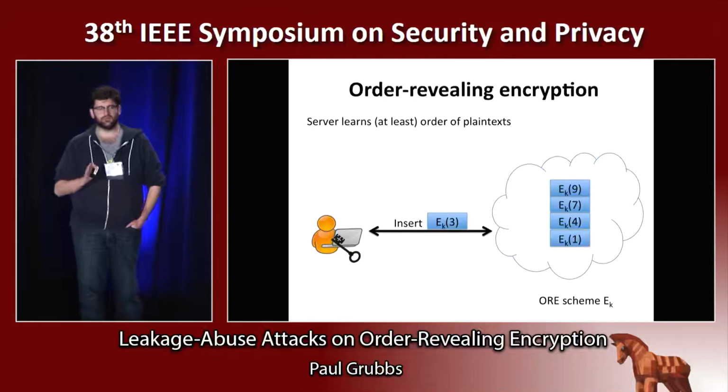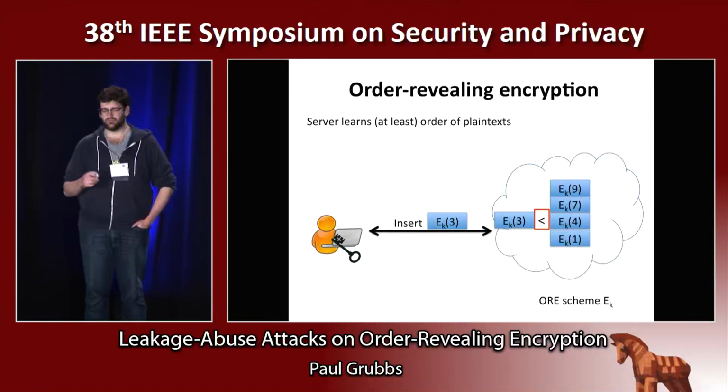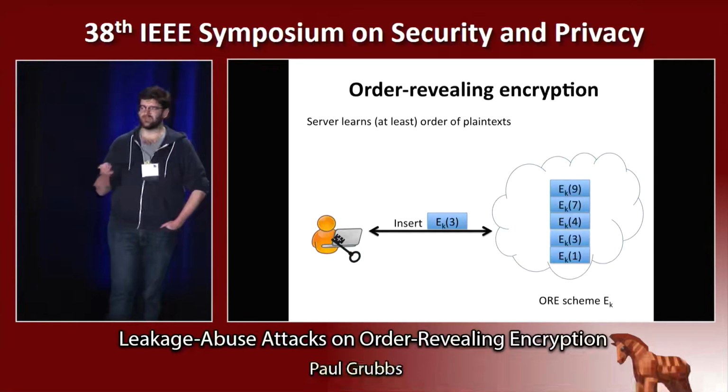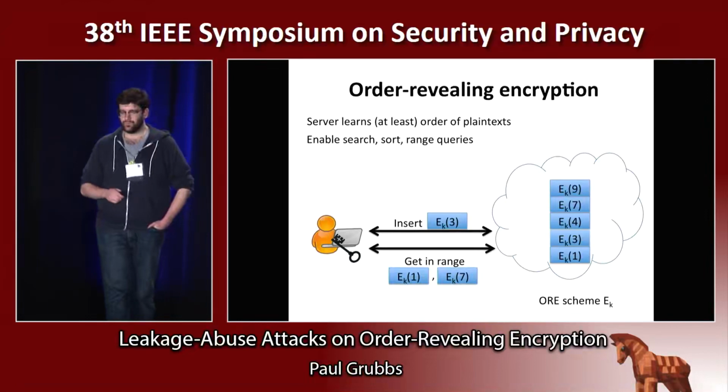So the functionality of order revealing encryption is pretty simple. The client inserts some encrypted value, and the server can non-interactively reveal the order of that value relative to the other ciphertext in the system. This allows it to basically maintain a sorted data structure of ciphertext, which it can use to efficiently answer things like range queries and group by limit queries in SQL and stuff like that.